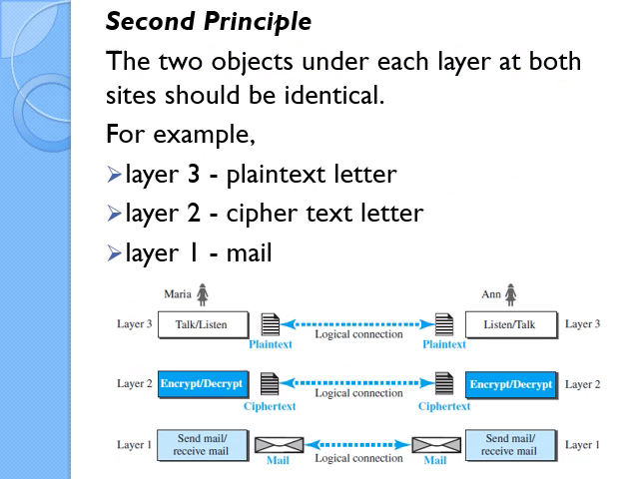Let's look at the second principle. The two objects under each layer at both sides should be identical. For example, at layer 3, we see the plain text object identical at both sides. Similarly, at layer 2, we see the ciphertext object identical at both sides. In the same way, at layer 1, we see the mail object identical at both sides.